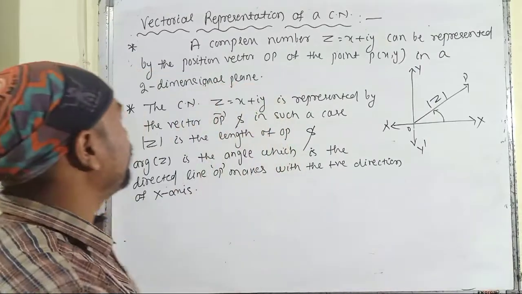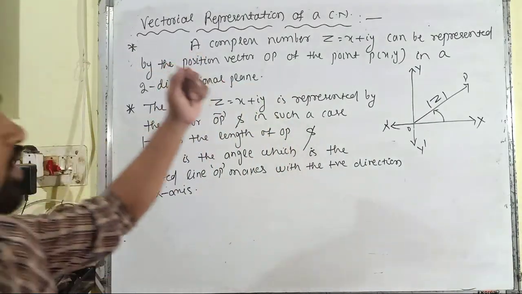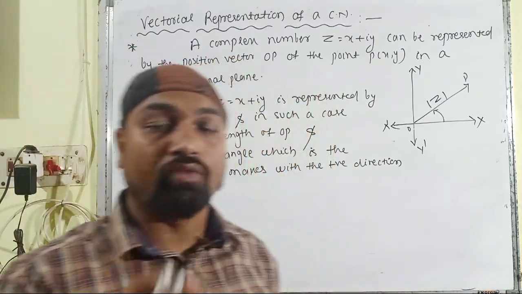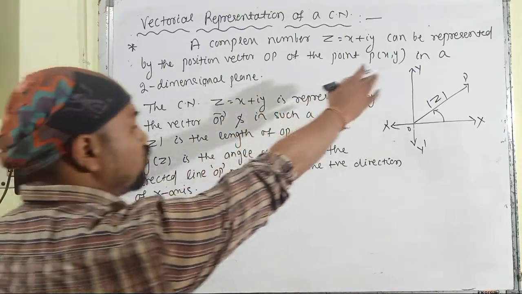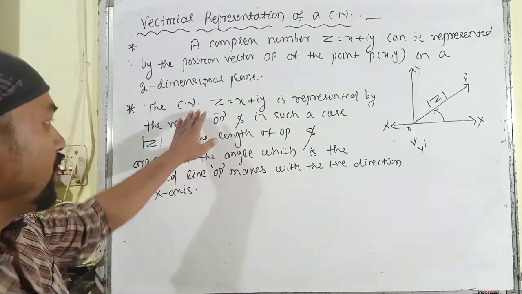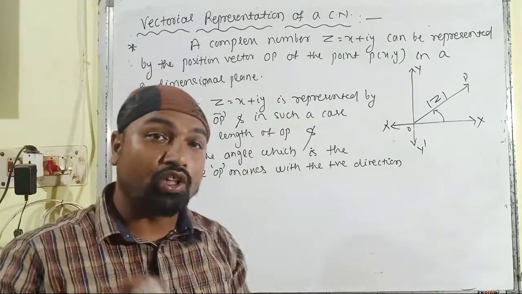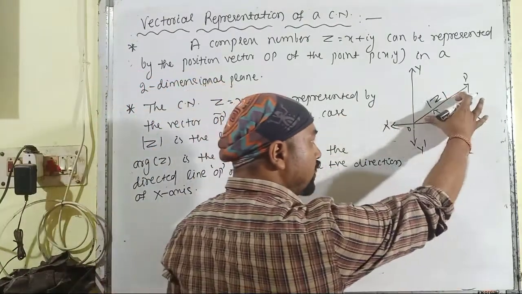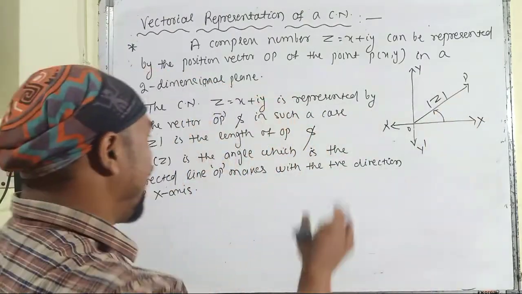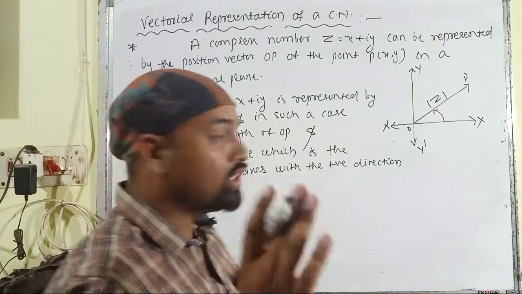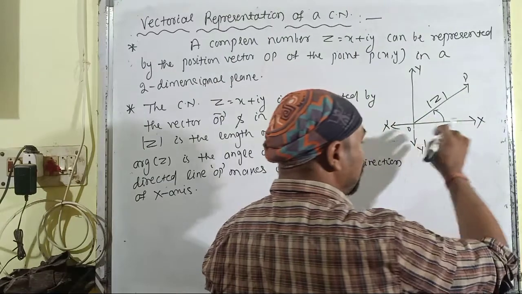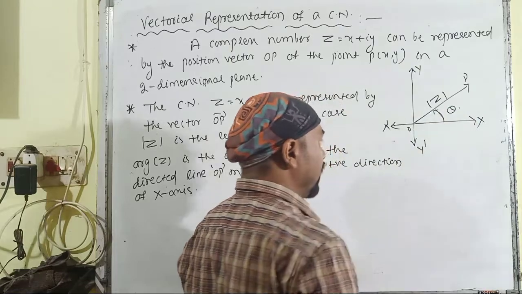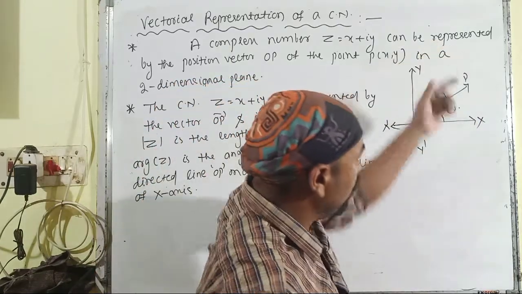So here it is the last part of this video session, that is the vectorial representation of a complex number. Any complex number z is equal to x plus iy can be represented by the position vector OP for the point P(x, y) in a two-dimensional plane. The complex number z is equal to x plus iy is represented by the vector OP. In such a case, the length of the OP vector is denoted by the modulus of z, and the argument of z is the angle which is made by the line segment OP with respect to the positive direction of the x-axis.